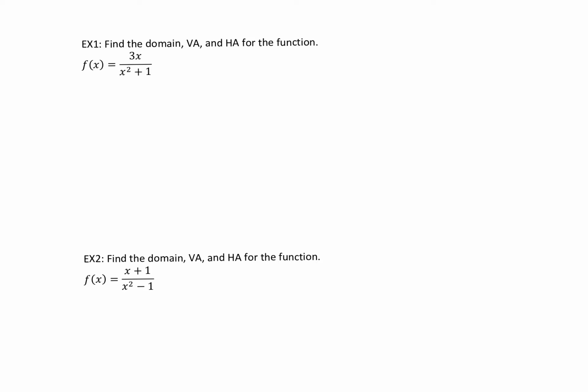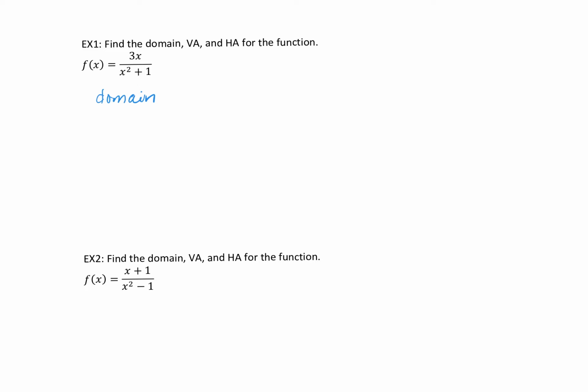So now our domain, we find by setting the denominator, or seeing what x values give us 0 in the denominator. Well, there are none. X squared plus 1 is never going to be equal to 0. It doesn't matter if I put in negative numbers, positive numbers, or 0.